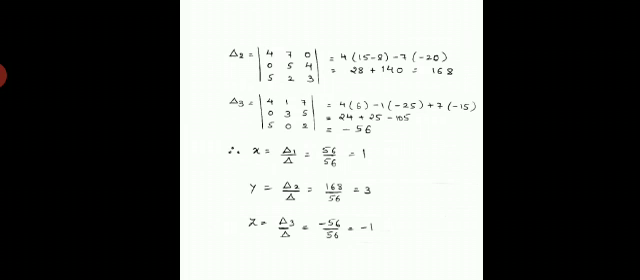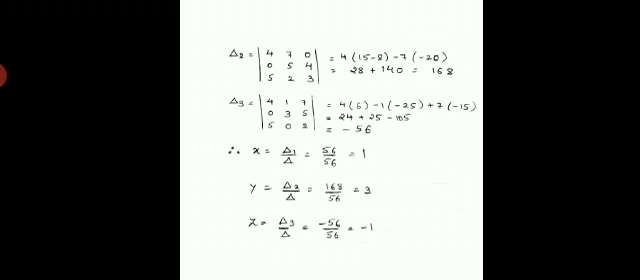And delta 2 is equal to: keep the first column as it is, the third column as it is, replace the second column with the constants, and solve the determinant. You get delta 2 is equal to 168.